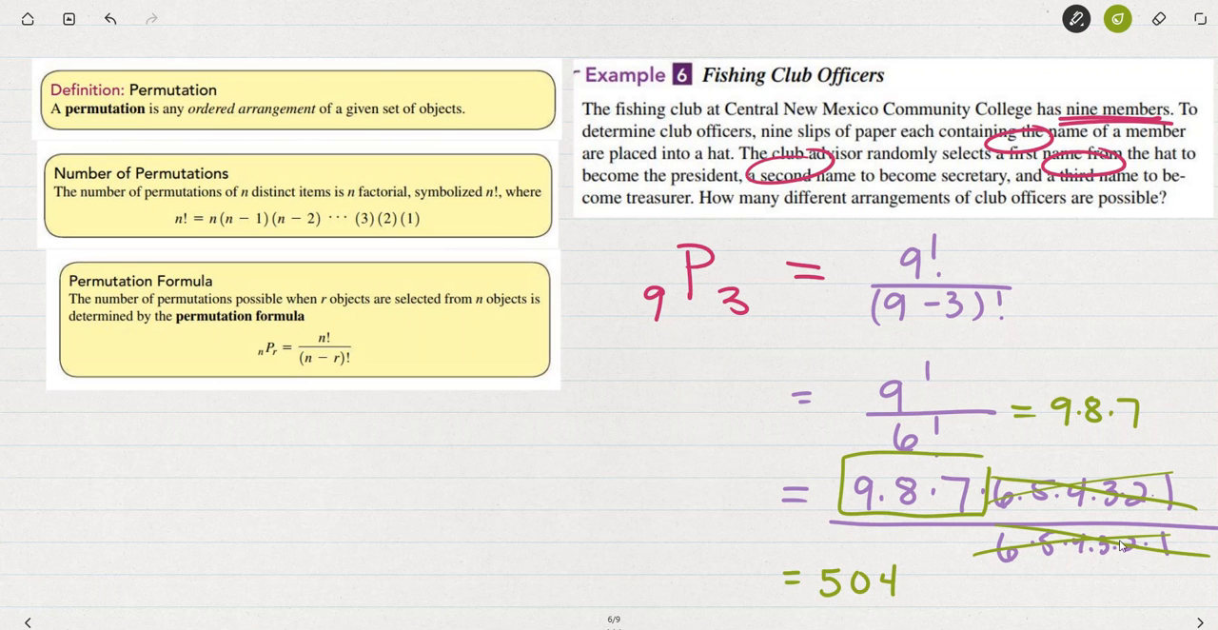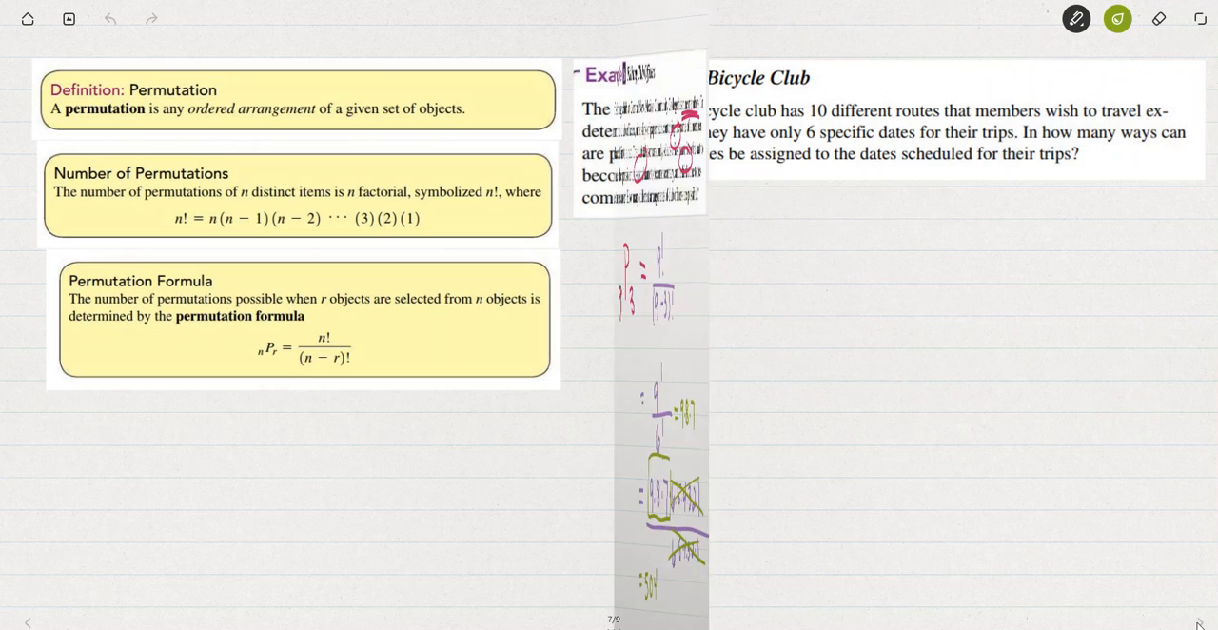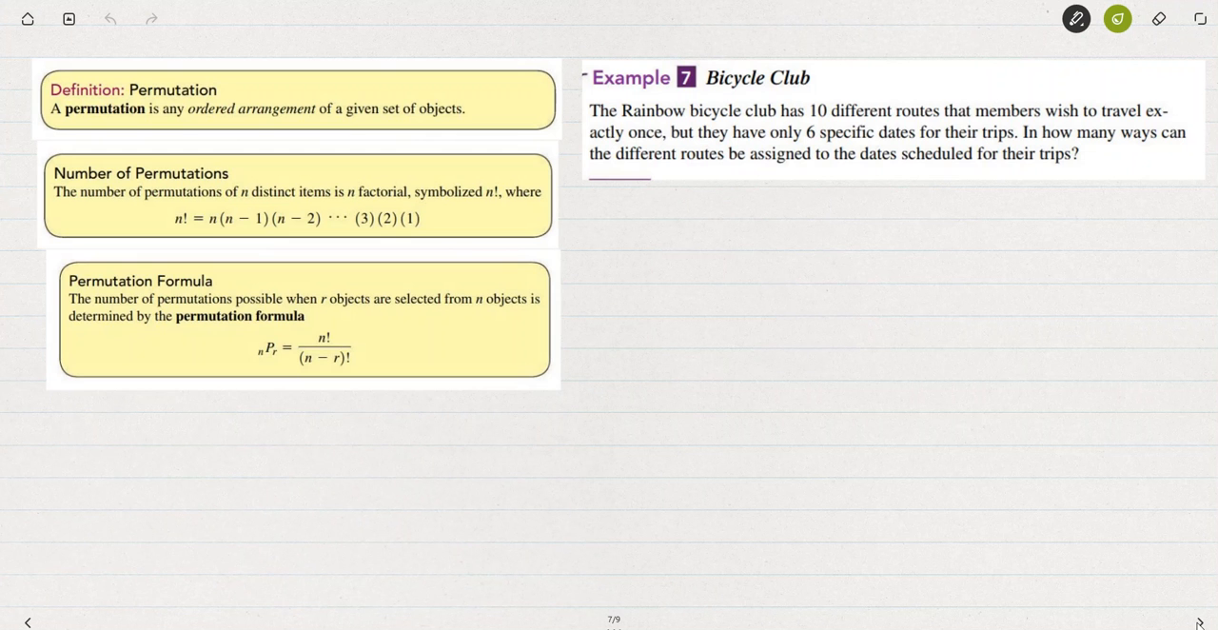There is one more type of permutation that you'll want to be familiar with, and that's a permutation where we have some repeats. But first, let's do one more example of this type of permutation. We've got a club with 10 different routes that members could choose from, and they only have 6 dates for their trip. So they're only going to choose 6 of those routes. So we want an arrangement of 10 items, 10 routes, chosen 6 at a time. So of those 10 routes, we're only going to use 6.